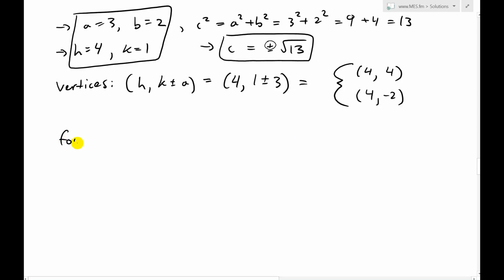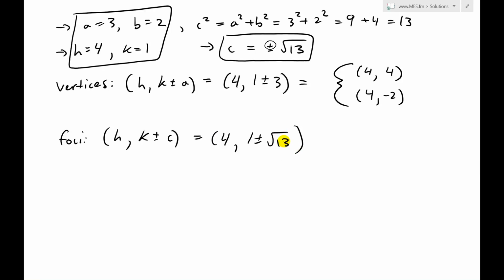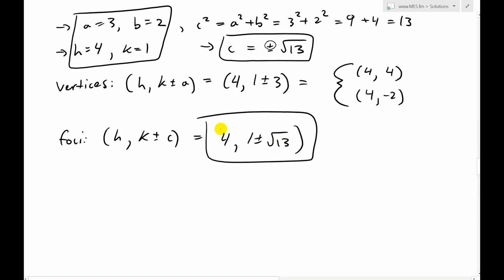And now the foci is similar: h, and then k plus or minus c. So h is again 4, and then we have k, which is 1, plus or minus square root 13, like that. I'll just keep it like that because it's easier to deal with the exact value as opposed to the approximation if you were to square root that. But I will square root it later once we graph it using a calculator. So that's what we have there.